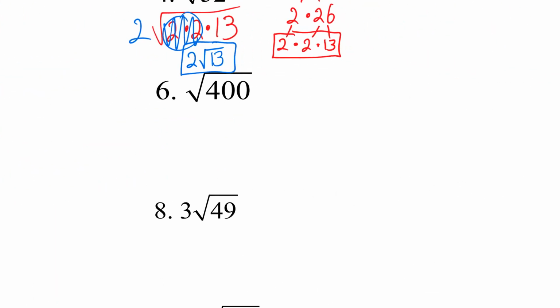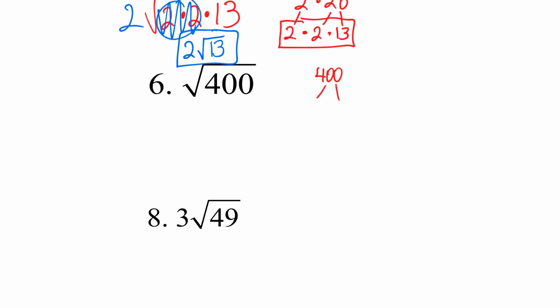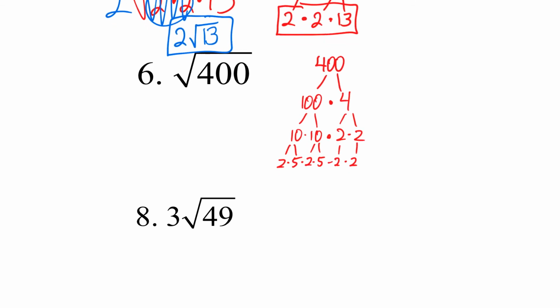All right, number 6. 400. Okay. 100 times 4. 100 could break down as 10 times 10, right? And 4 is going to break down as 2 and 2. Then 10 is going to break down as 2 and 5. Another 10 is 2 and 5. And then we still have this 2 and this 2. Okay. So, that last row, I'm putting all of those in here.